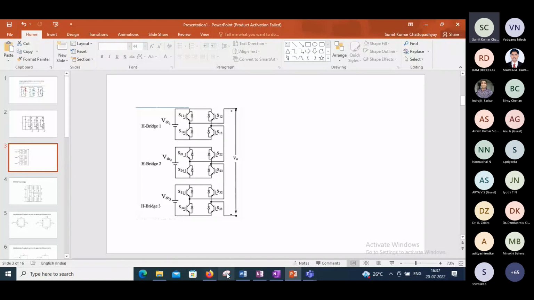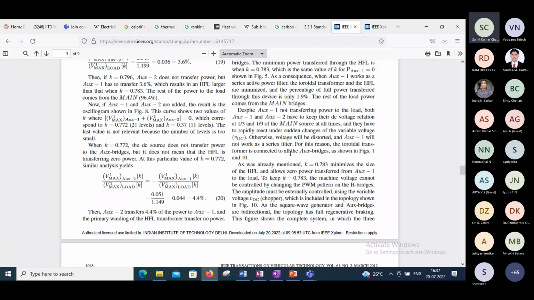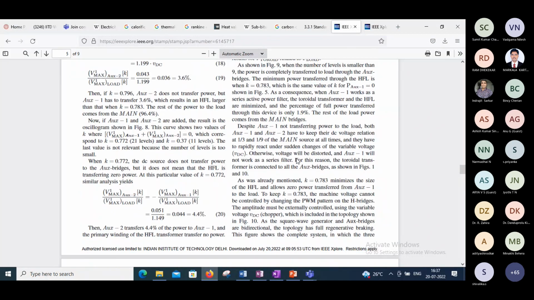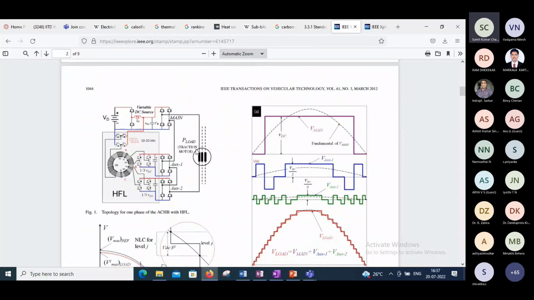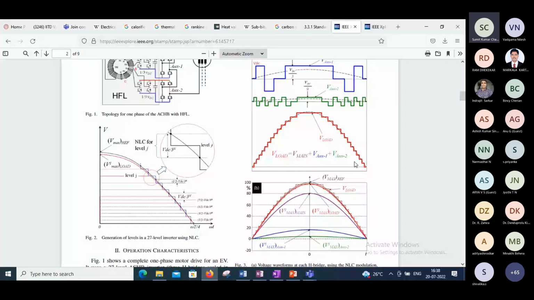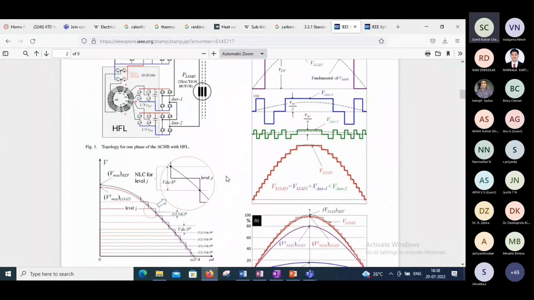So for that, in this paper, some work was reported where it is using a high frequency link. This is the main power source, which is going to supply the main bridge. And other than that, it has high frequency links. Through those high frequency links, these auxiliary power sources are fed and the output voltage is generated. This high resolution output voltage can be closely approximated as a sine wave.